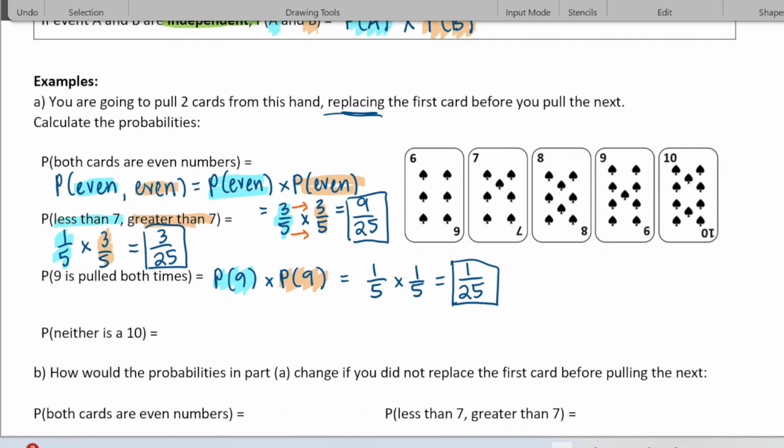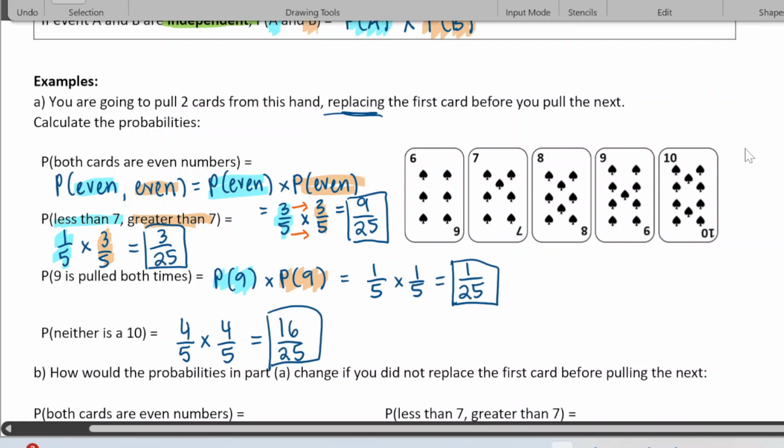So the chance of not being a 10 is 4 out of 5, because there's 4 numbers here that are not 10s. And the chance it happens twice in a row is going to be just those 2 probabilities multiplied. So 16 out of 25.